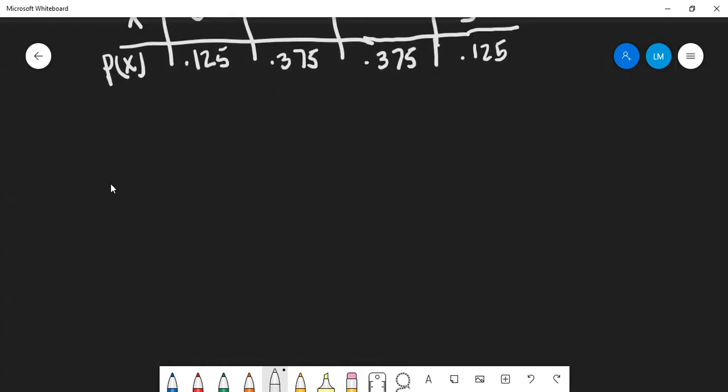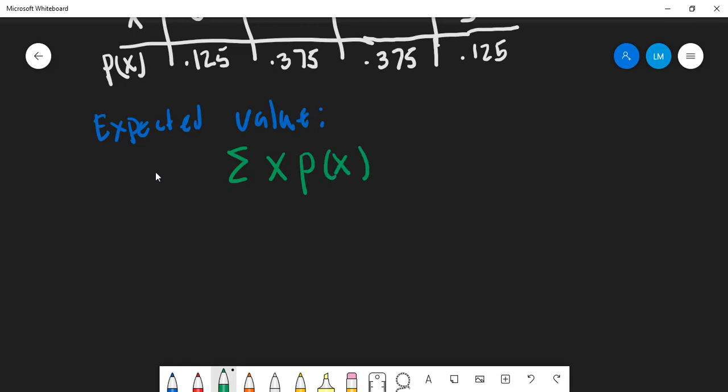Now, my next topic is looking at what we call the expected value. The expected value is given by basically just taking the sum of our random variable x multiplied by p of x. Expected value is more or less just like a form of an average.